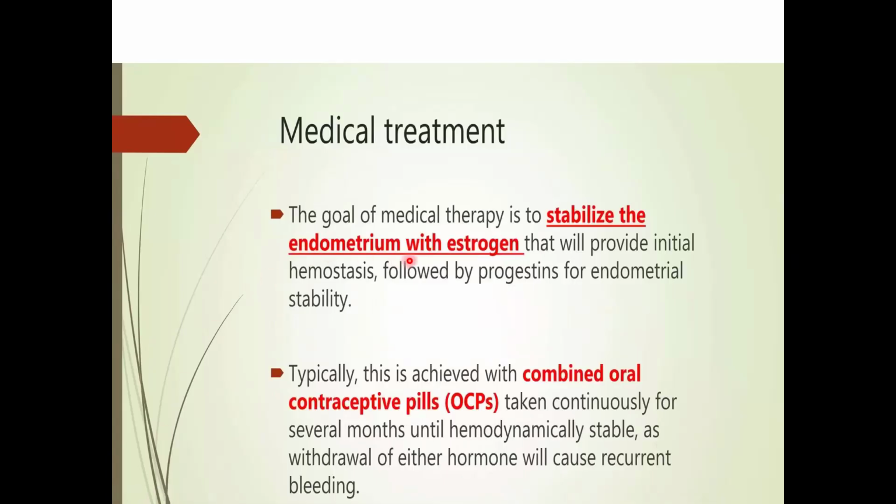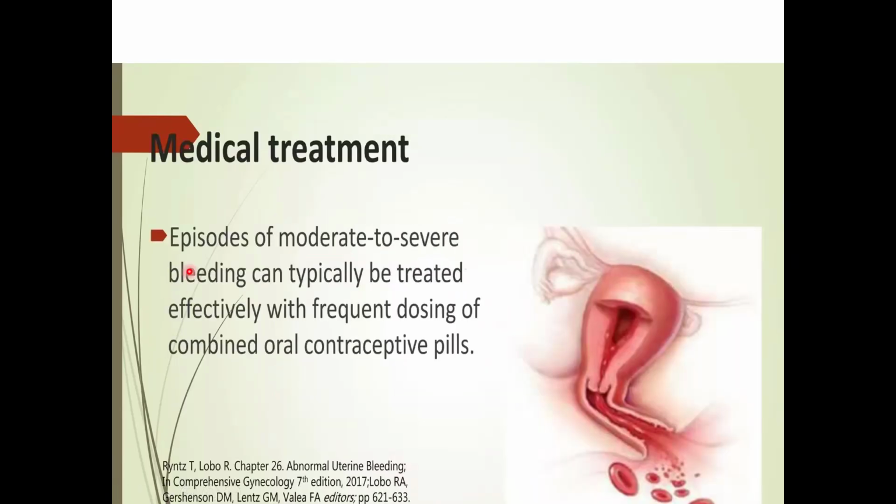And medical treatment. The goal of medical therapy is to stabilize the endometrium with estrogen, which will provide initial hemostasis, followed by progesterone for endometrial stability. Typically, this is achieved with combined oral contraceptive pills (OCPs) taken continuously for several months until hemodynamically stable, as withdrawal of either hormone will cause recurrent bleeding. Episodes of moderate to severe bleeding can typically be treated effectively with frequent dosing of combined oral contraceptive pills.